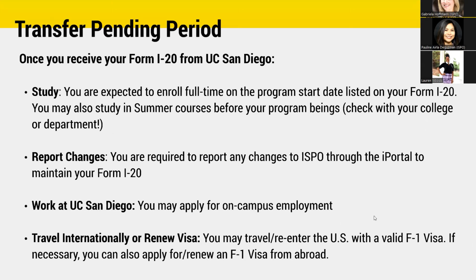You may also work at UC San Diego. So if you don't want to sit around during the summer, you might not want to enroll in classes yet. You can stay busy by finding an on-campus job. So you are not permitted to work off campus during this transfer pending period. However, you may be eligible to work at UC San Diego's campus, and we have great resources with our Career Center to help you identify some on-campus positions that may interest you. And lastly, you may travel internationally and also travel abroad to renew or apply for an F1 visa if needed.